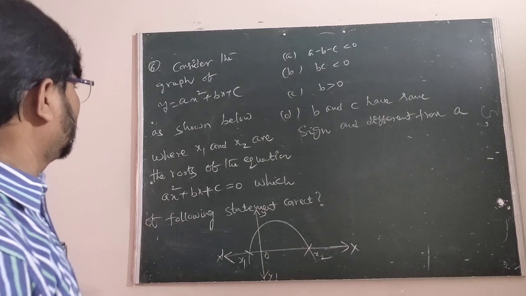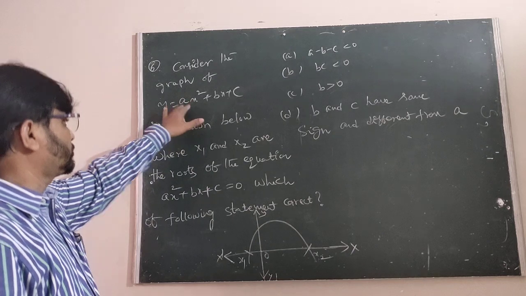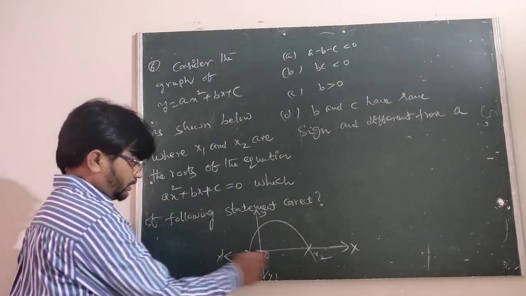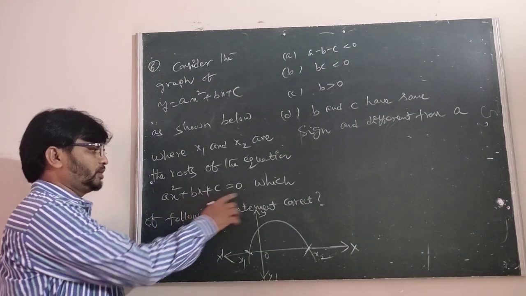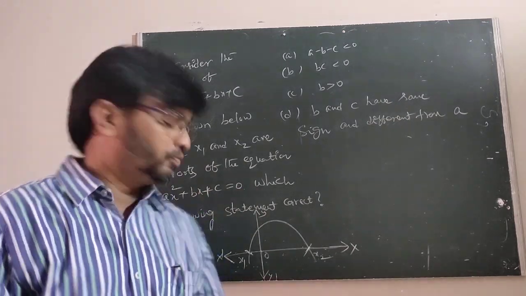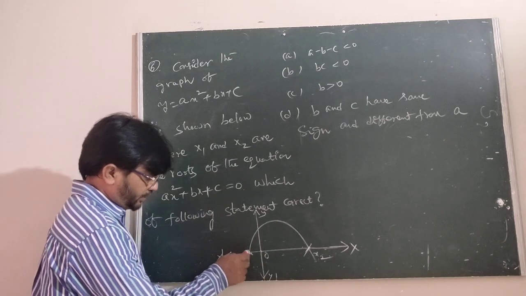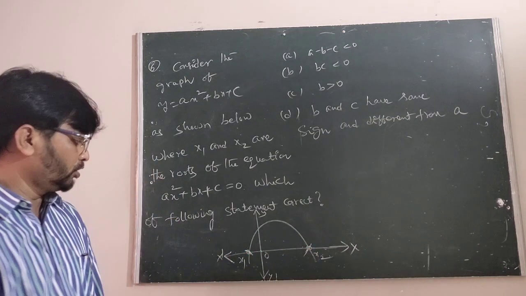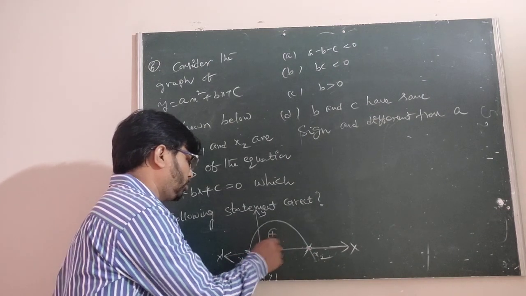Okay, right now, another question. Consider the graph of y equals ax square plus bx plus c as shown below, where x1, x2 are the roots of the equation ax square plus bx plus c equals 0. Which of the following statements is correct? So x1 and x2 are the roots, where the curve meets the x-axis. Therefore the part in between x1 and x2 must be positive.